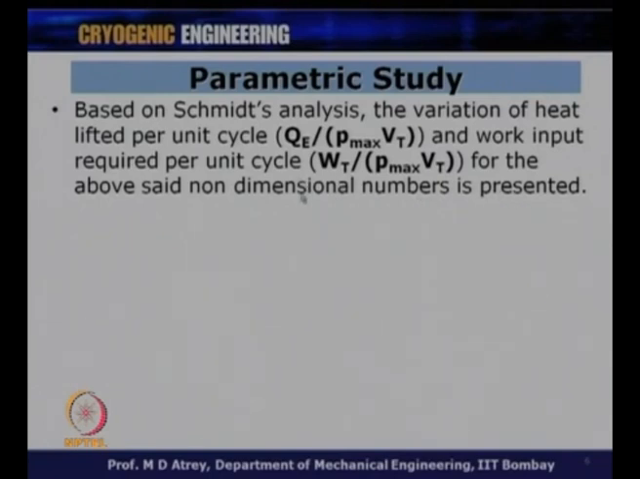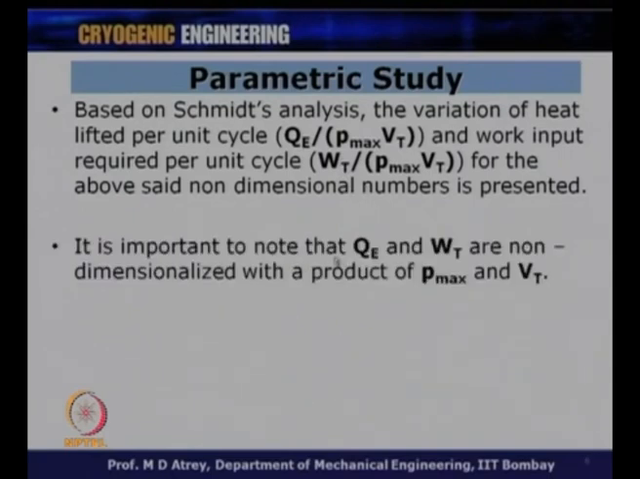What does it mean? I would like to see what is QE upon P max into Vt, similarly what is Wt upon P max into Vt, and we can see the variation of all the design and operating parameters as a function, so that we see how this non-dimensional parameter behaves. Alright. So, QE upon P max into Vt becomes a non-dimensional parameter. Similarly, Wt upon P max into Vt becomes a non-dimensional parameter. This parameter basically talks about the cooling effect generated per cycle, while this parameter talks about the work input required per cycle. It is important to note that QE and Wt are non-dimensionalized with the product of P max and volume, P max into Vt.